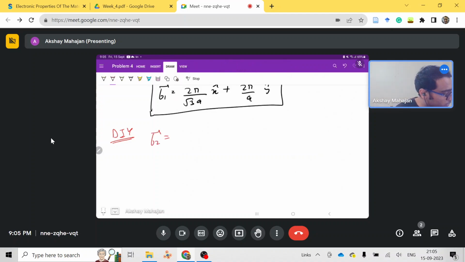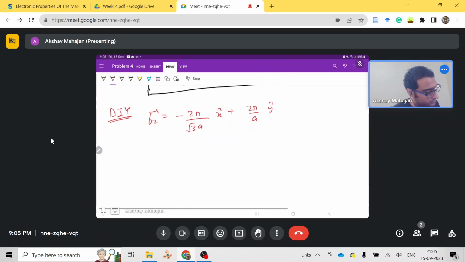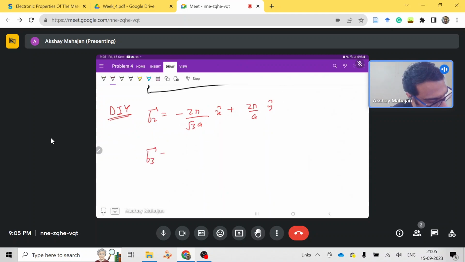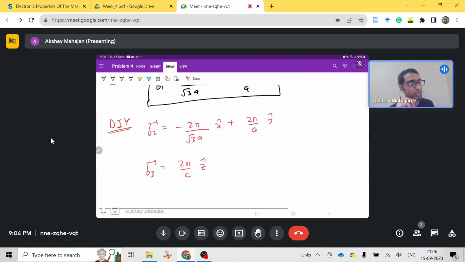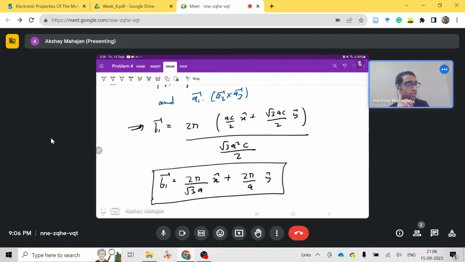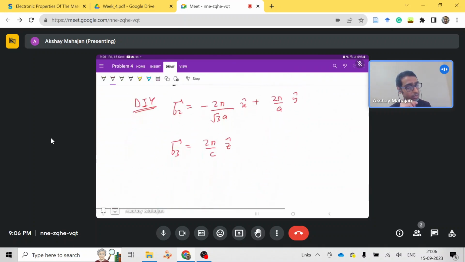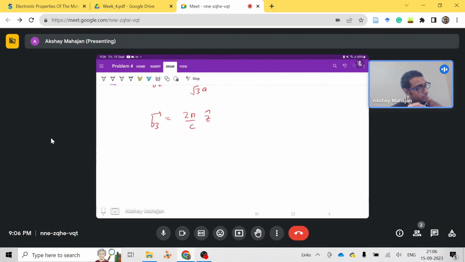But you will get b2 equals minus 2 pi by root 3a x cap plus 2 pi by a y cap, and b3 vector will come as 2 pi by c z cap. Okay, so that is the same manner. We just have to put these ai vectors in the formula, and we can calculate b2 vector and b3 vector as well.